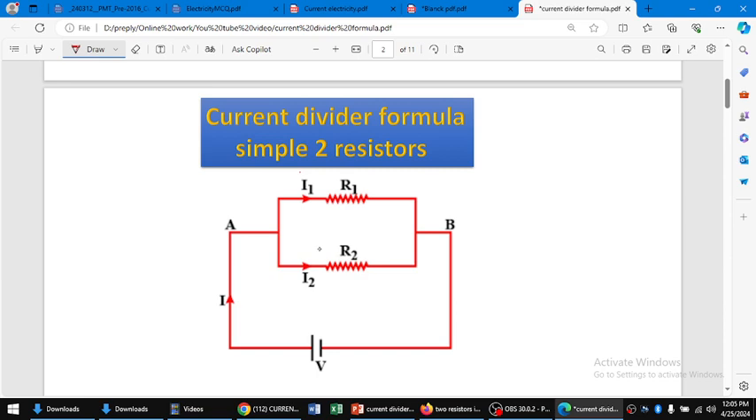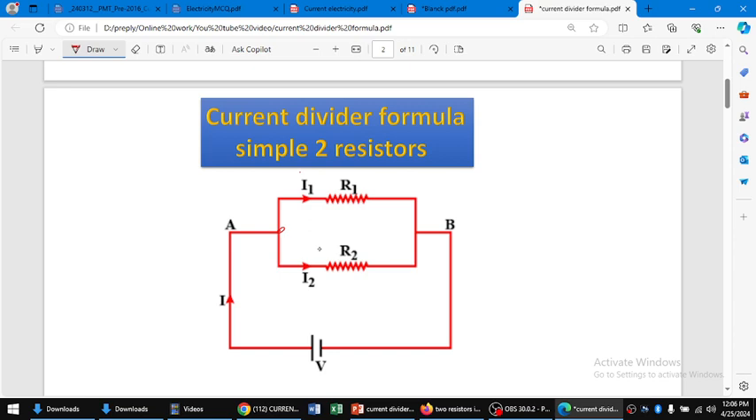Okay, so the current divider formula is basically applied when we have two resistors that are parallel to one another, so that the current I is flowing. For example, if the current divides into two portions, I1 is the current flowing through R1 and I2 is the current flowing through R2. So we need to find the currents I1 and I2. We apply the current divider formula. Sometimes it is impossible to solve by series and parallel circuit reduction, so we need this current divider formula to find the value of the currents.